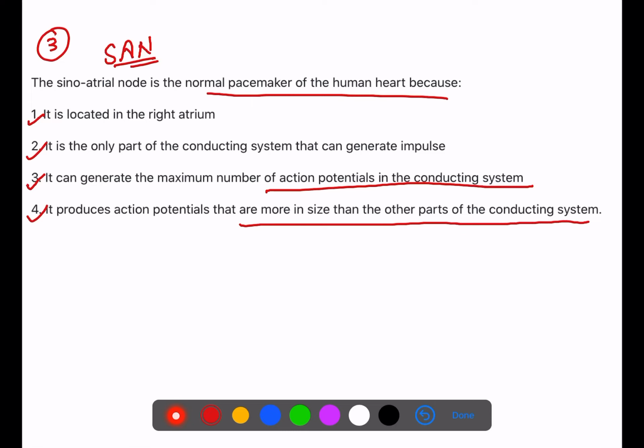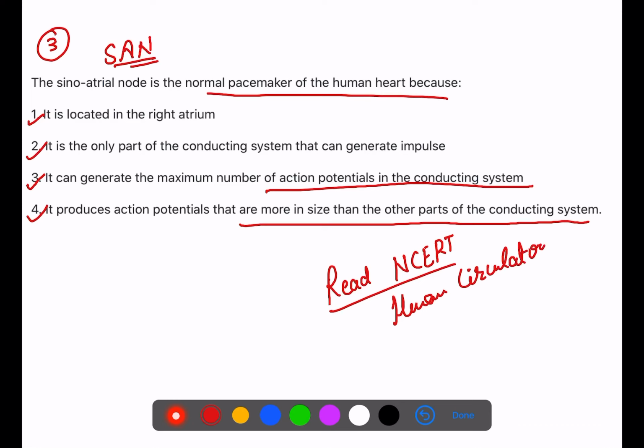Here is one request to all of you: after listening to this lecture, please immediately read NCERT, the topic that we are discussing, that is the human circulatory system. Read the last paragraph of this topic immediately. You will not have a single doubt in this topic.